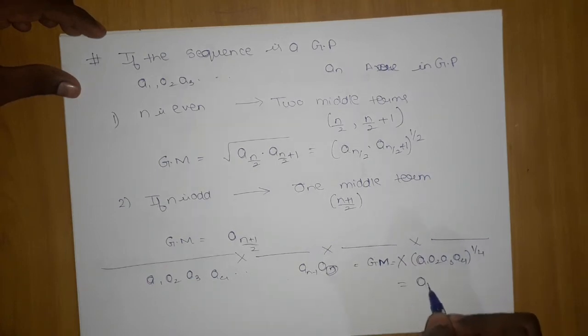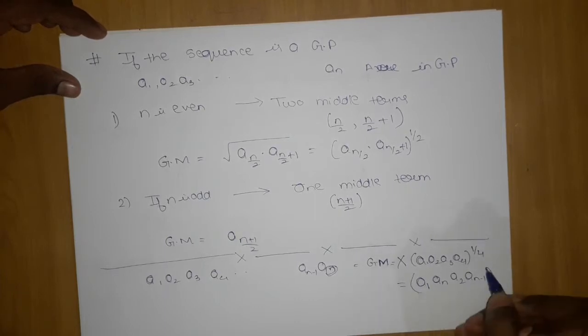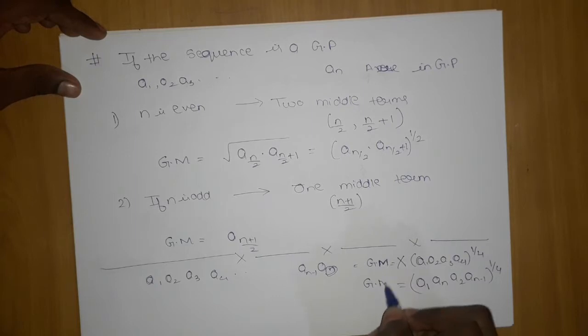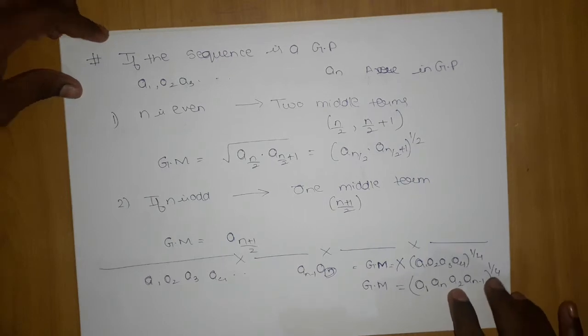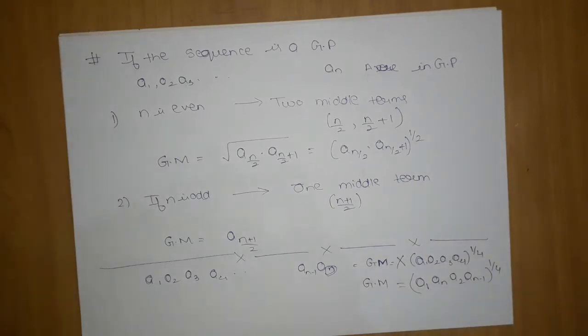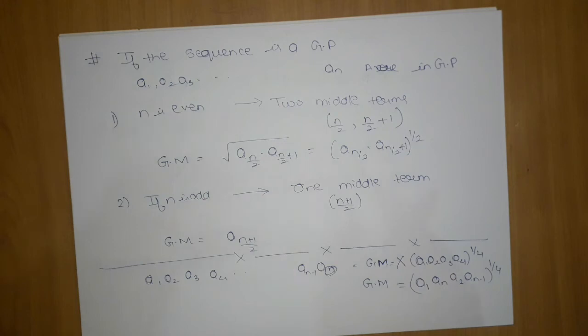So if I take A1, AN and A2, AN minus 1, then to the power 1 by 4, is this a GM? Yes, it is a GM, because the subscripts are forming n plus 1. So they give you the GM to the power 1 by 4. But the other one is not a GM, because its subscripts are not forming n plus 1. The subscripts on adding should give you n plus 1. If they do, then they will give you a GM.